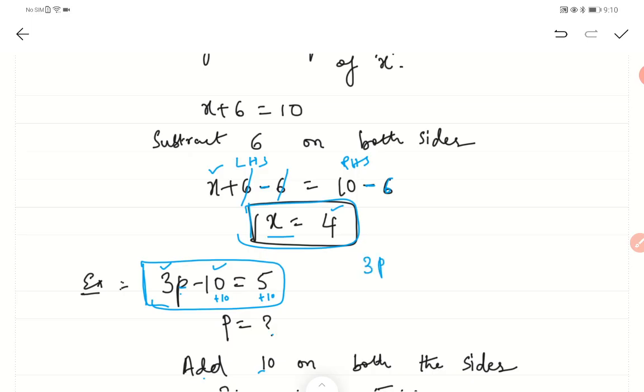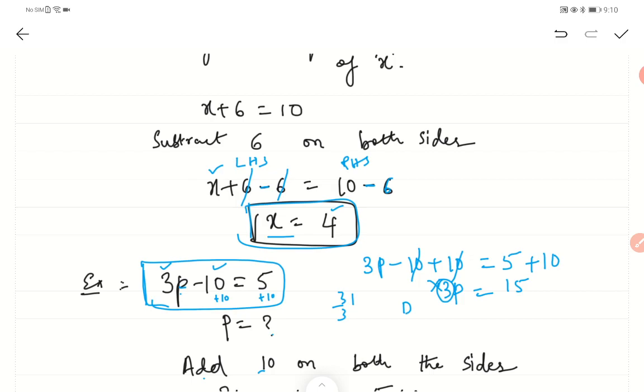So what will be my equation now? It will be 3p minus 10 plus 10 equal to 5 plus 10. So this will get cancelled. You remain with 3p, and 5 plus 10 is how much? 5 plus 10 is 15. Now we want to remove this 3 also. So how can you remove 3 now? If you divide with 3 on both the sides, this will go off, isn't it? 3 by 3 will give you 1, so it will remain only p.